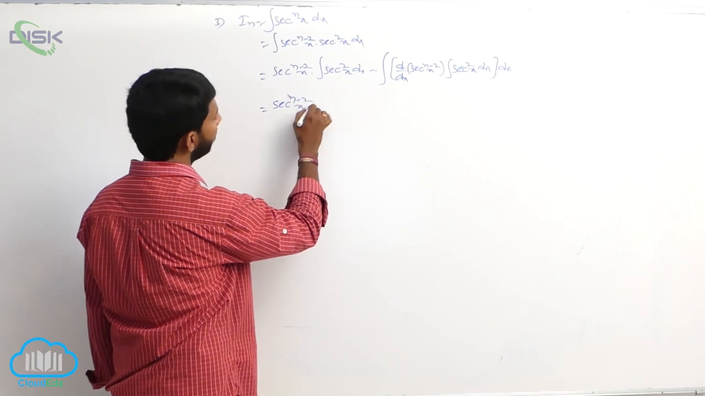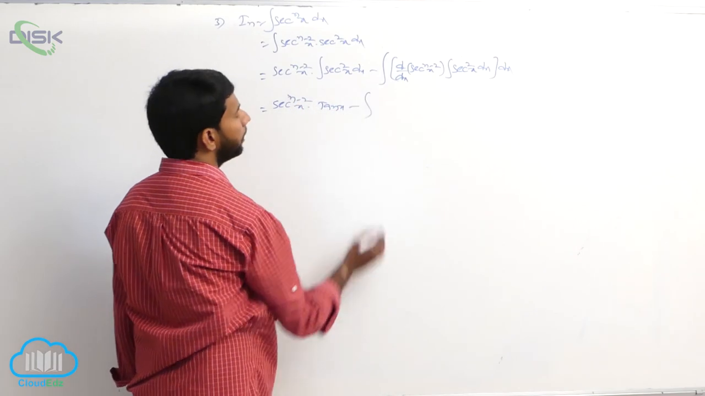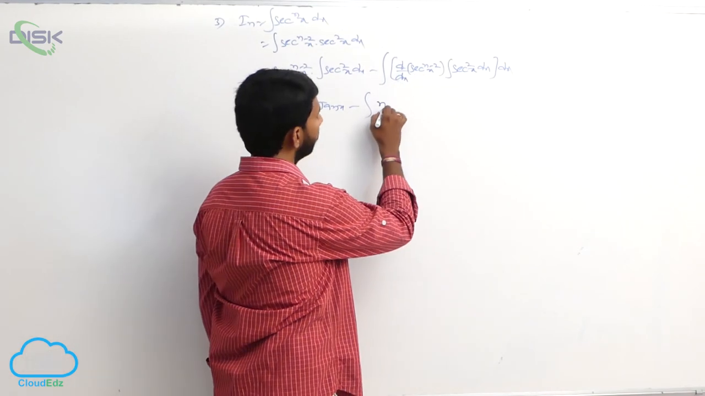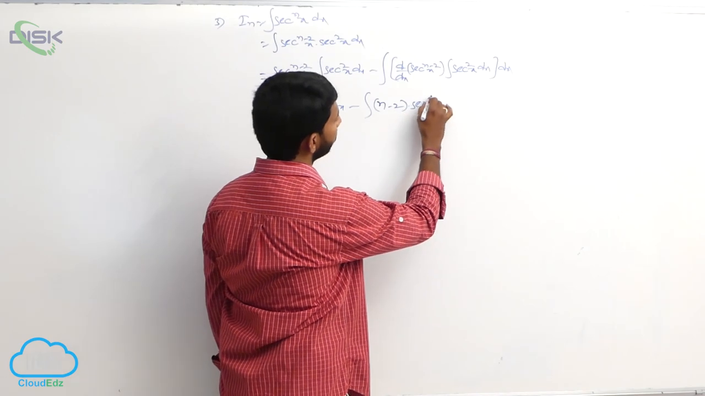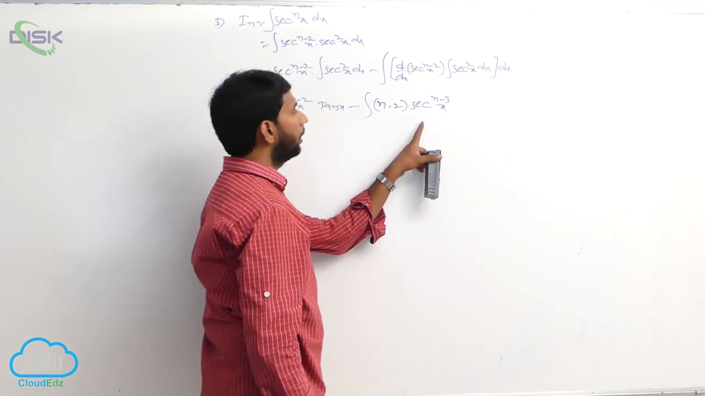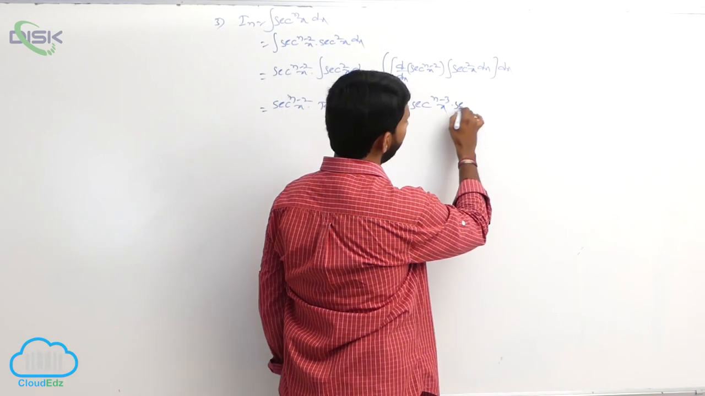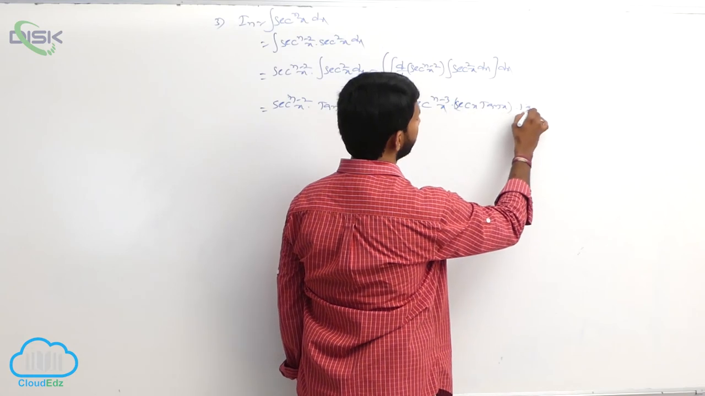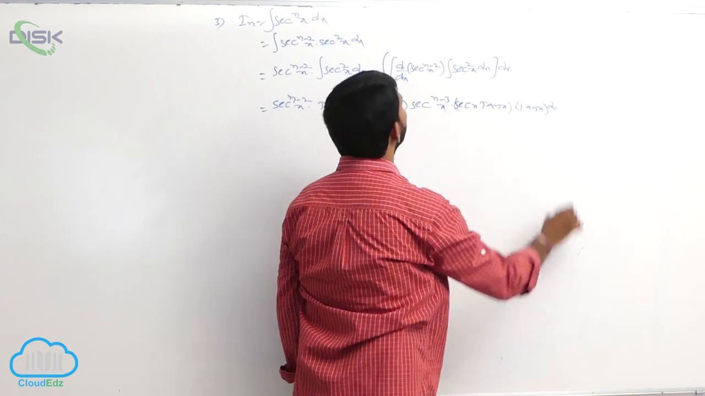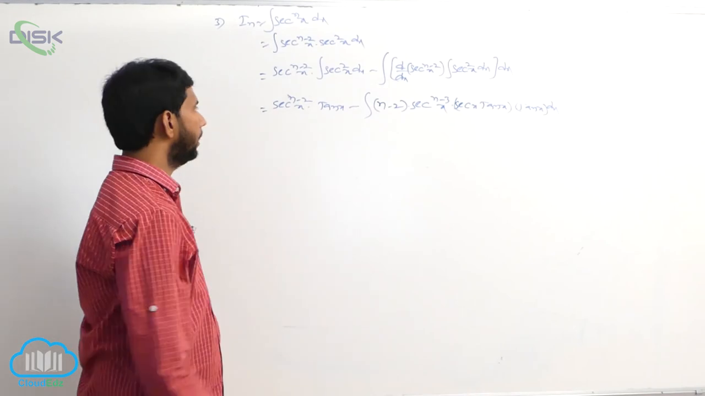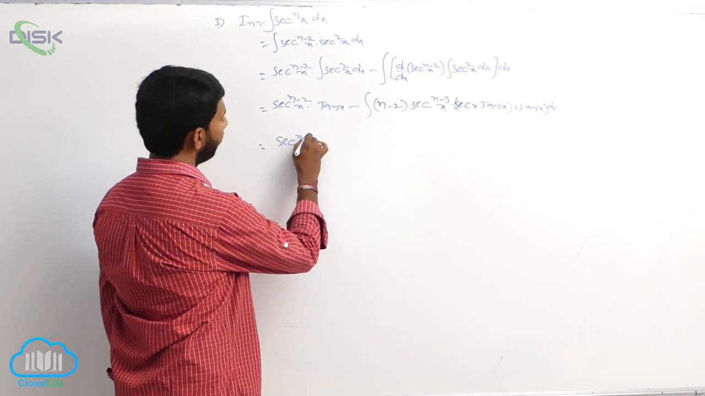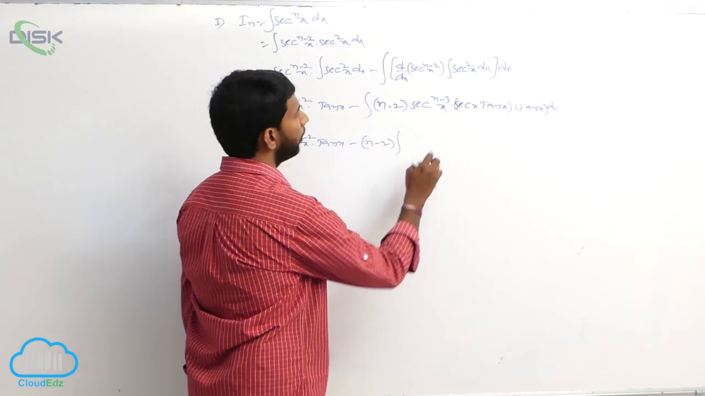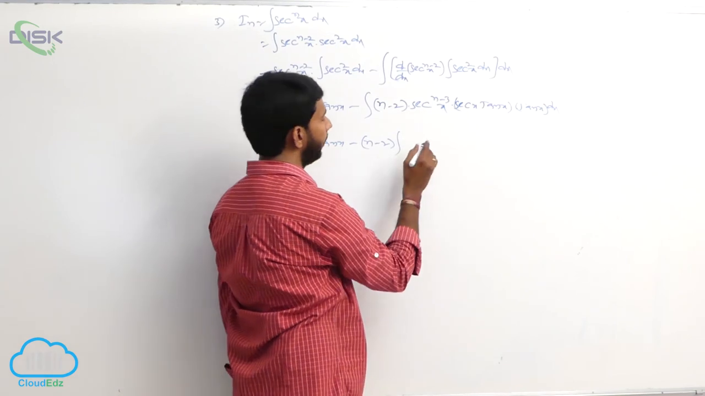And secant power n minus 2x into tan x minus integral of, this is of the form derivative of x power n. Derivative of x power n is n into x power n minus 1. That is secant power n minus 3x, and the inner derivative of secant x is secant x into tan x, into integral of secant square x, which is tan x dx. That is secant power n minus 2x into tan x minus of n minus 2 integral of secant power n minus 3x into secant x.